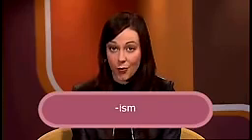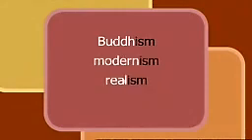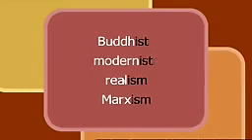We use the suffix ism to talk about beliefs, ideologies, or movements. For example, Buddhism, modernism, realism, or Marxism. And the people who believe these ideas can sometimes be described by adding the ist suffix. So we get Buddhist, modernist, realist, or Marxist.